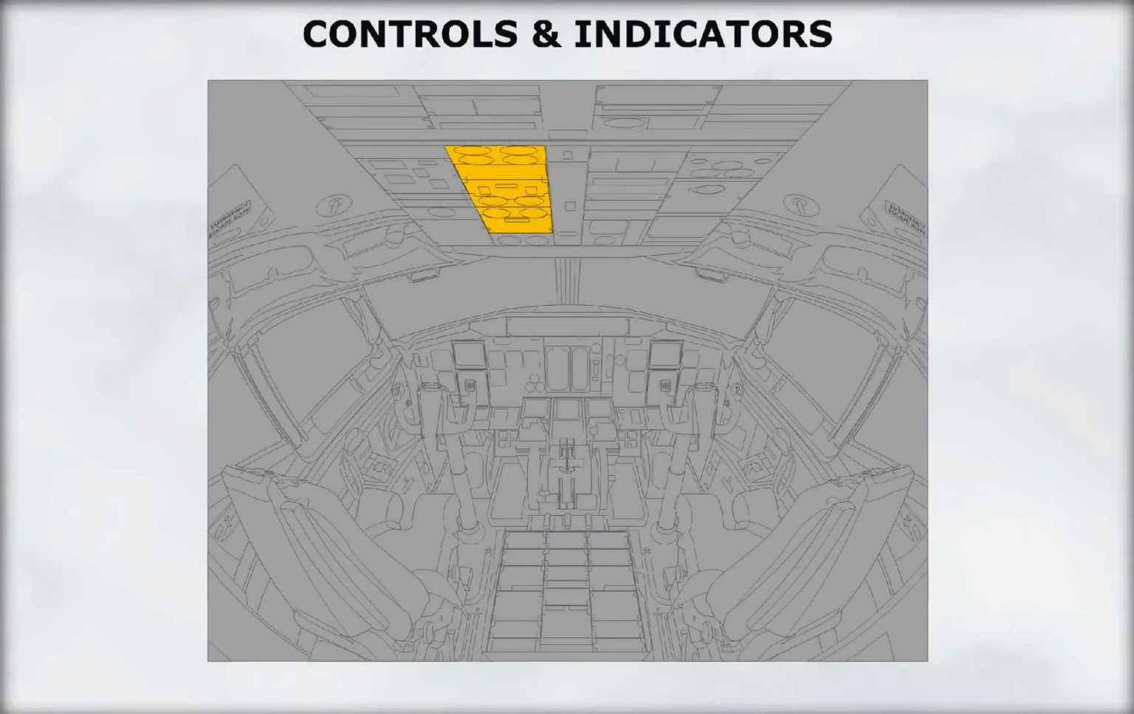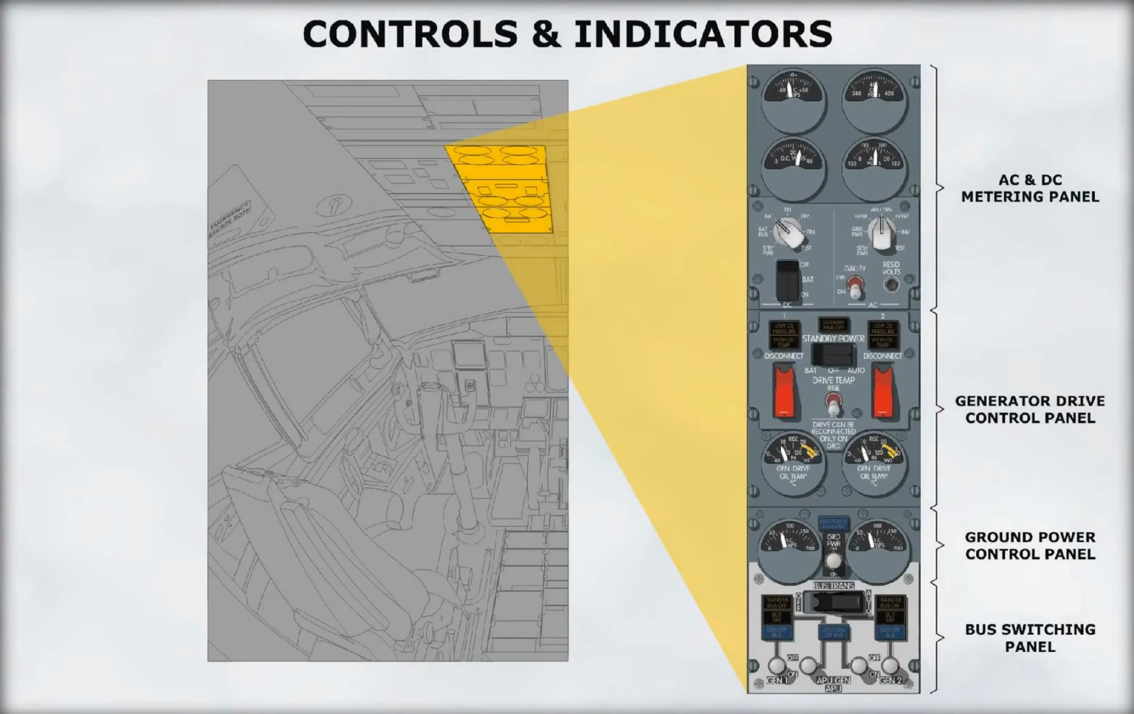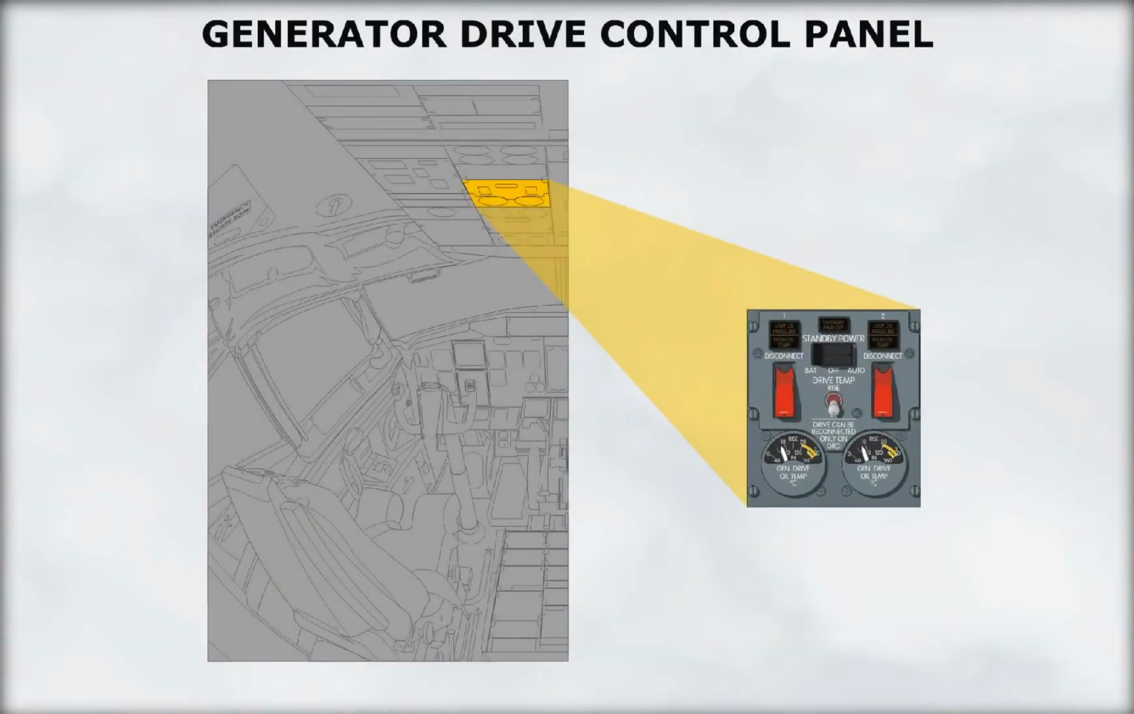Let's look at the controls and indicators for the electrical system. The control and indicator panels for the electrical system are located on the forward overhead panel. They include the AC and DC meters and the GALLEY power control panel, the generator drive control panel, the ground power control panel, and the bus switching panel. Let's look at the generator drive control panel.